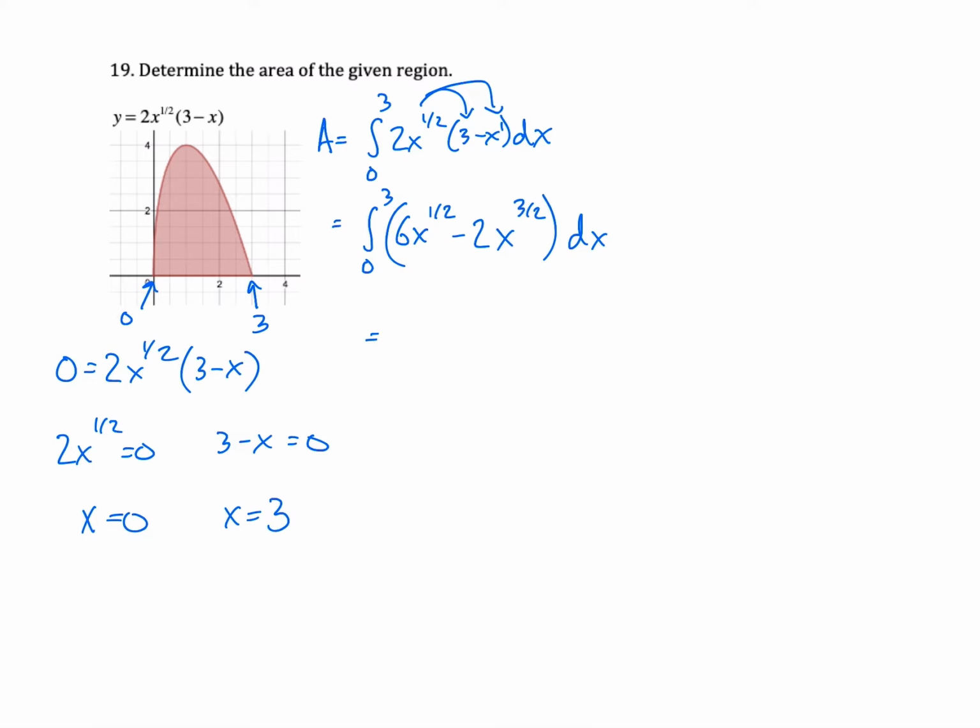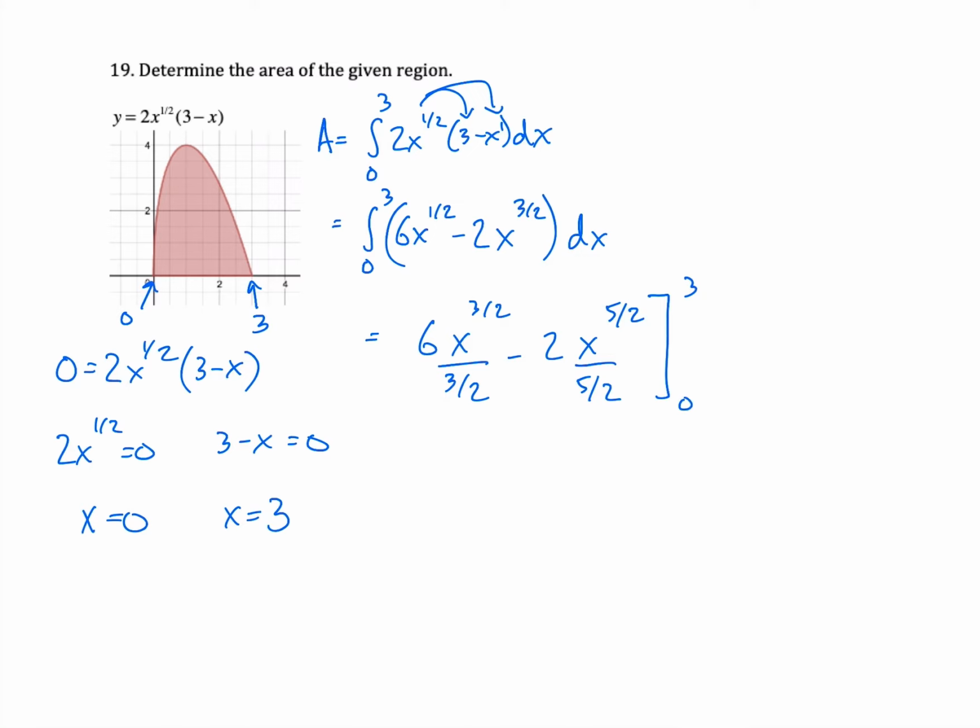So now we can use our power rule formula. So we're going to add 1 to 1/2 and get 3/2 and divide by 3/2. And then minus 2 times x, we're going to raise this by 1. So it's really 2 plus 3/2 gives us 5/2, and we're going to divide by 5/2. And this is going to get evaluated now from 0 to 3.